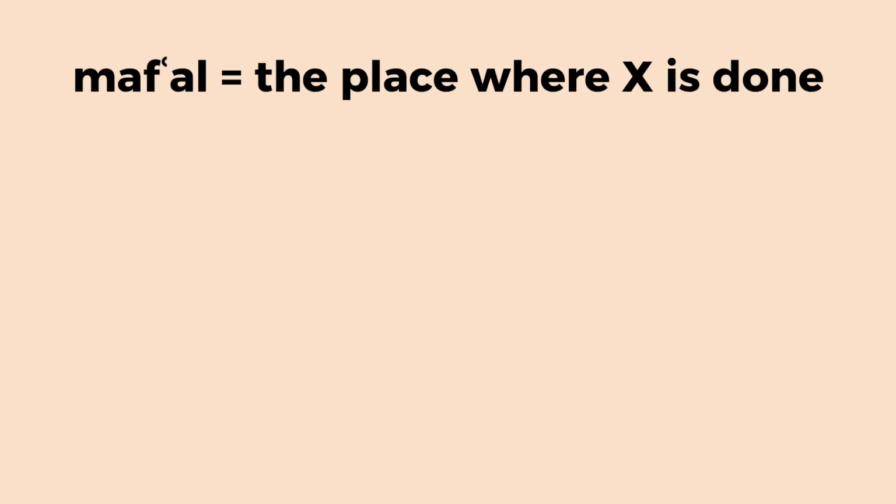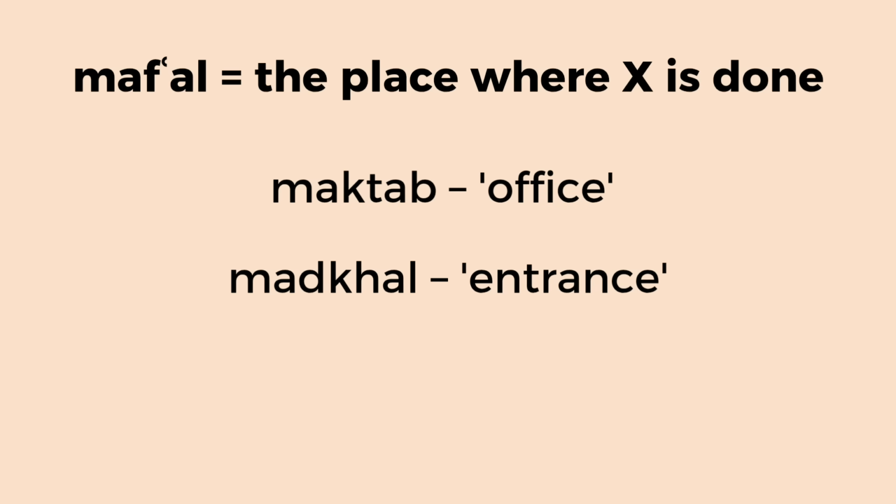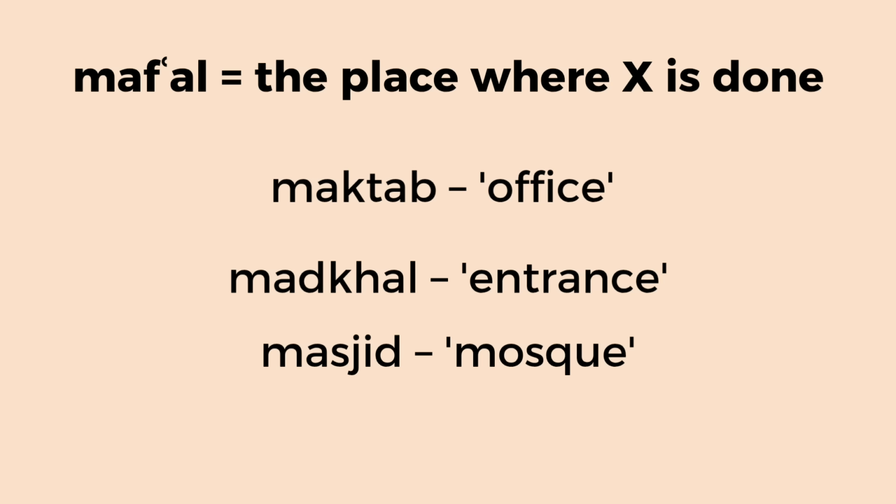Another common pattern is maf'al, which refers to the place where X is done, with X being the meaning of the root. For example, maktab, the place where one writes, meaning office or desk. Madkhal, the place where one enters, meaning entrance. Masjid, the place where one prostrates, meaning mosque. Notice that in masjid, the vowel I appears instead of A, due to the influence of the form of the third person of the imperfect tense, yasjid.